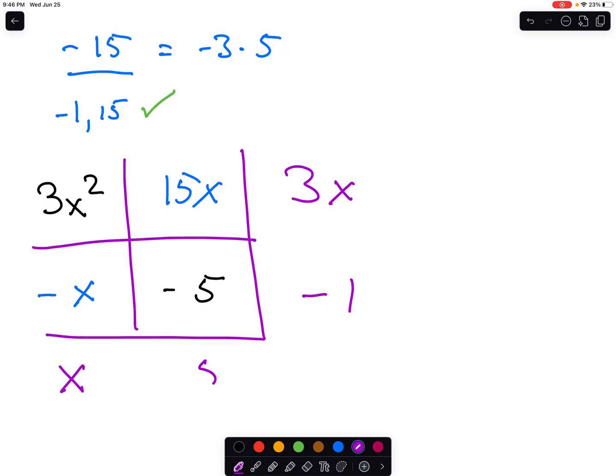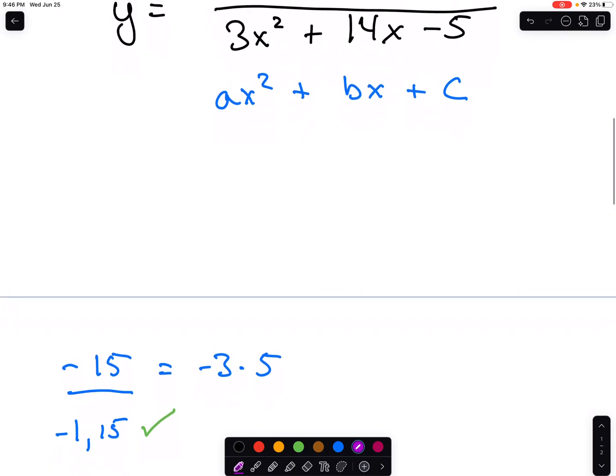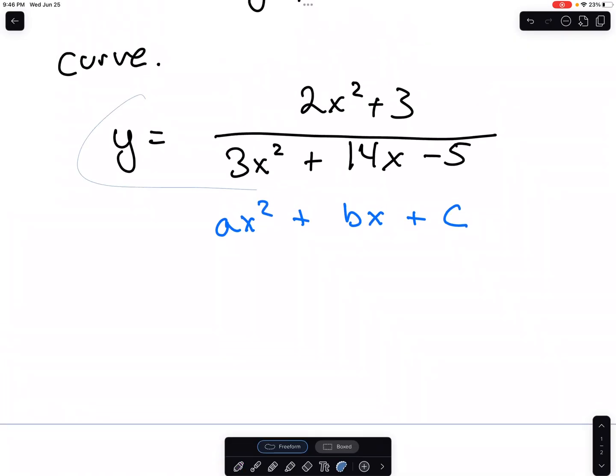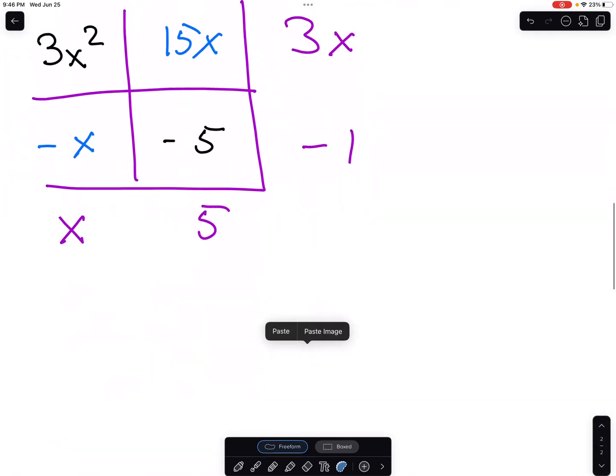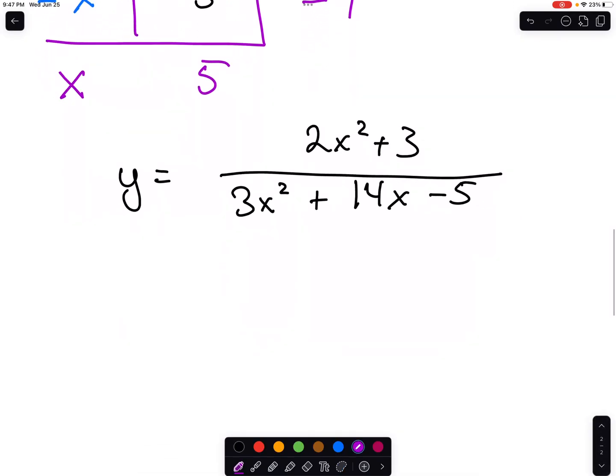Okay. So then ultimately what we're saying, that denominator, let me copy and paste. So what we're saying is that we can factor that denominator into the following. Let me go like this.